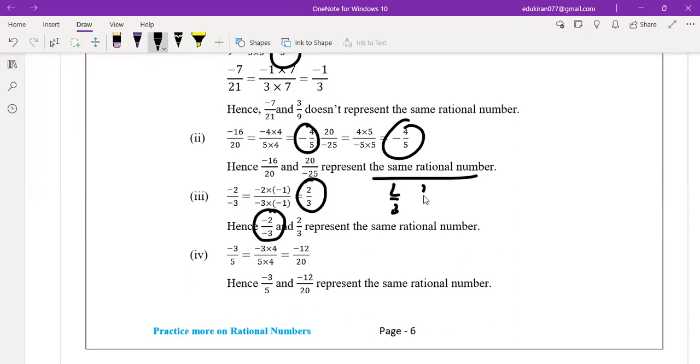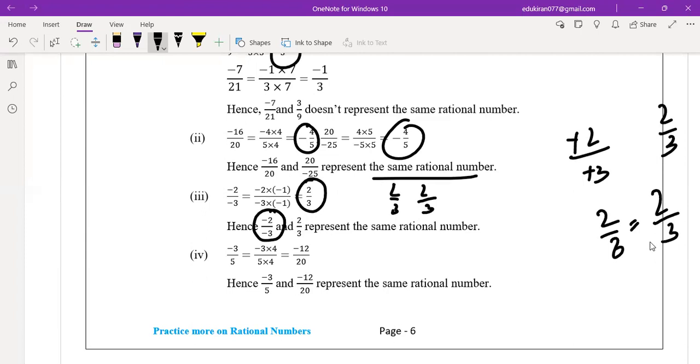Ma'am, but 2 upon 3 and minus 2 upon minus 3? Minus upon minus will be positive, right? Yes, minus 2 and minus 3 you got, and here you got 2 and 3. So this minus and minus got cancelled. So 2 upon 3 equals 2 upon 3. Clear? So they are equal. They represent the same rational number. I hope everyone is getting it, or am I going fast? Getting it right, the way I'm discussing?